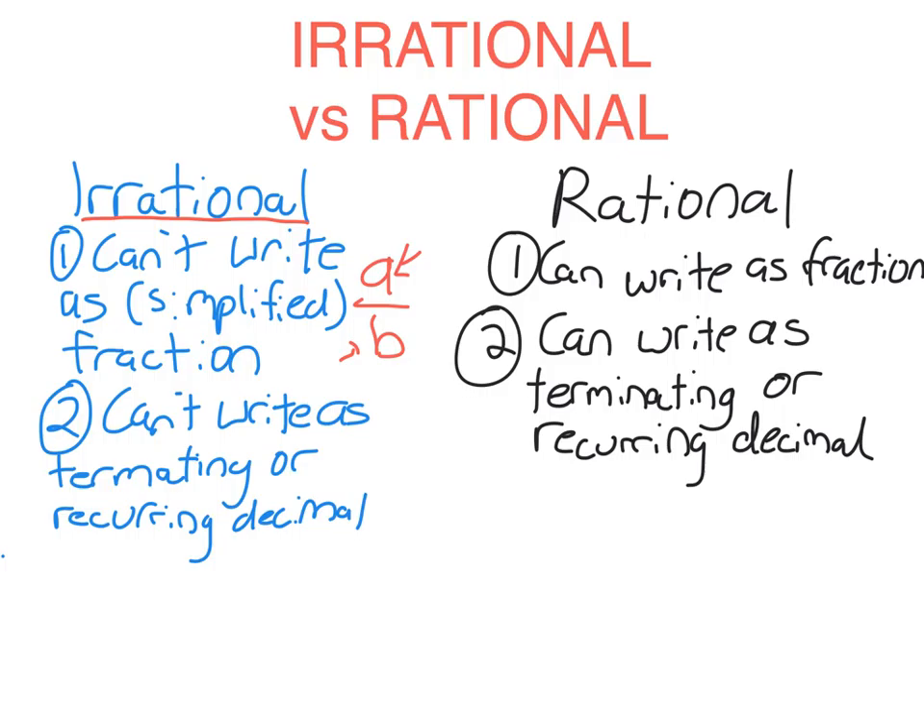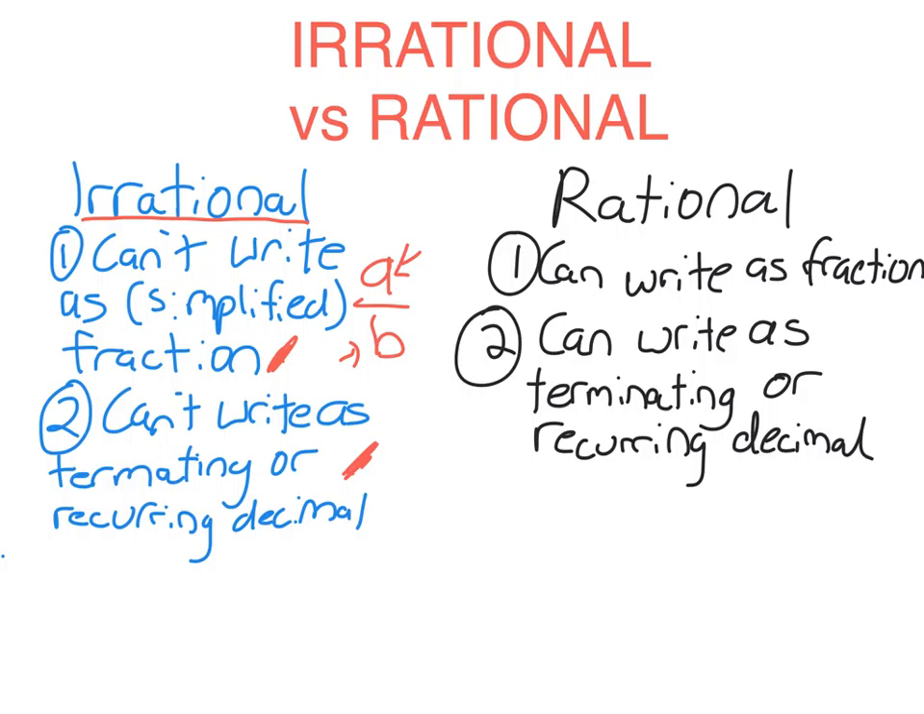So the second part is equivalent to the first. Now it's saying something slightly different, but what I mean by equivalent is they both imply the other. So if a number can't be written as a fraction, then it also can't be written as a terminating or recurring decimal. Similarly, if it can't be written as a terminating or recurring decimal, then it can't be written as a fraction, okay? Rational is just the opposite of irrational.